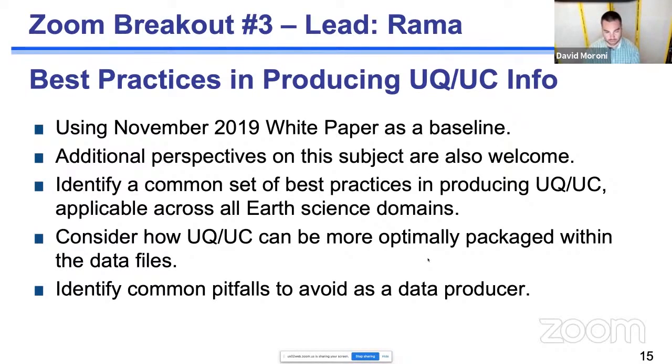Another thing to think about too is how UQ-UC can be more optimally packaged within the data files. This is something that's oftentimes ignored by data producers. But I think more and more data producers are starting to become mindful of the need to do that. It's just a question of how can it be done more optimally and in a more standardized approach. And lastly, we want to try to think about identifying some common pitfalls to avoid as a data producer.